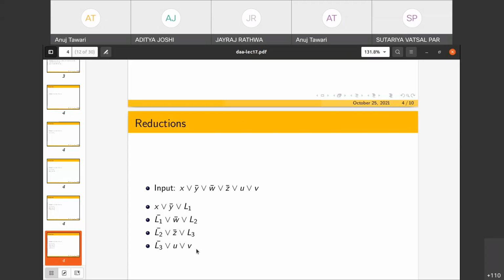Okay. And again, as we did, if this original formula is true, then there is some truth assignment to this formula such that it will also be true. On the other hand, if this formula is false, then no matter what you set L1, L2, L3, the combination of these 4 things will always be false.